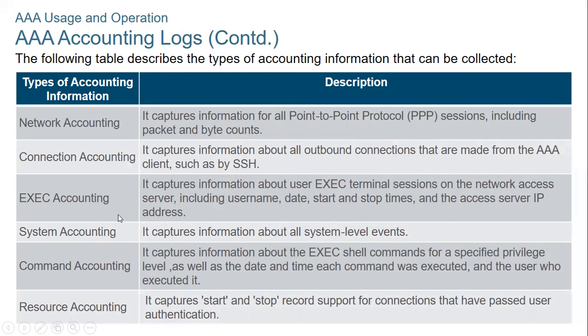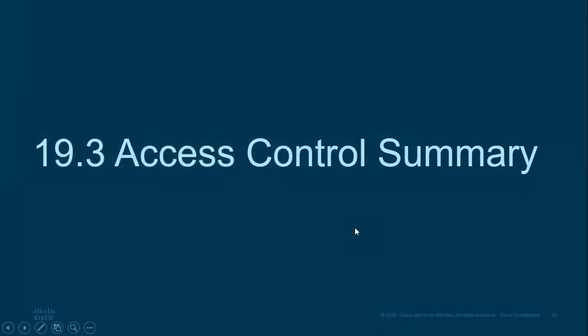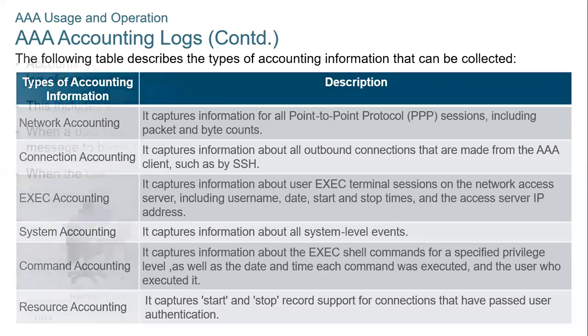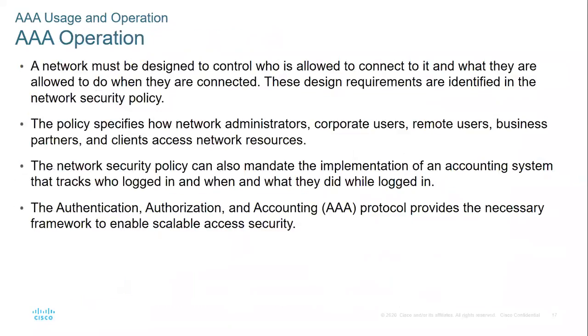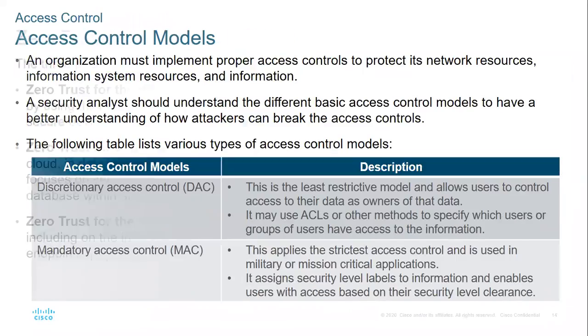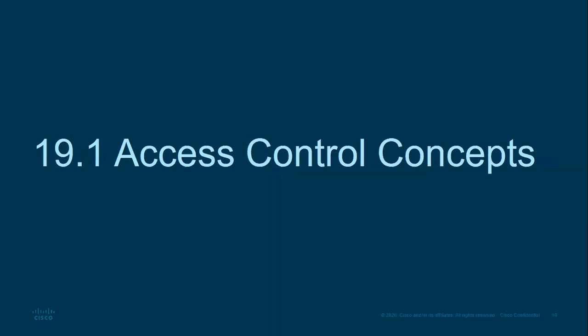System accounting is related to what has been happening with the system, which will be captured. Command accounting records what type of commands were entered, and so on and so forth. Resource accounting captures the start and stop records for connections, how the user was authenticated, and so on. Do we have any questions on this important topic?